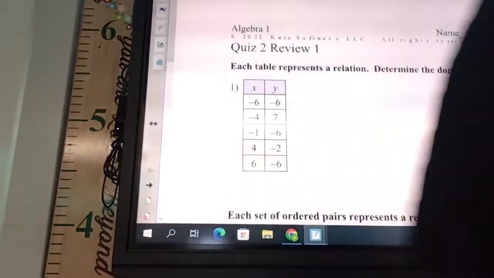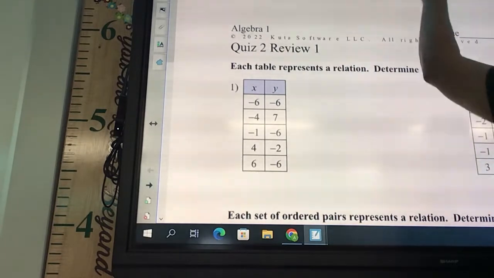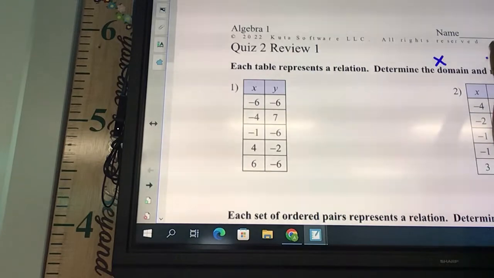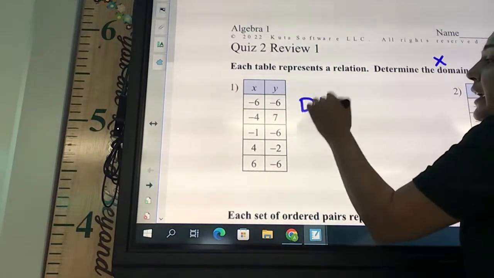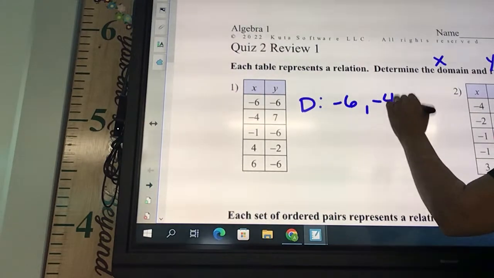Okay, determine if it's... what is the domain? How can we tell what the domain is? Yeah, the domain covers all the x's and the range covers the y's. So our domain is what? -6, -4, -1, 4, 6.